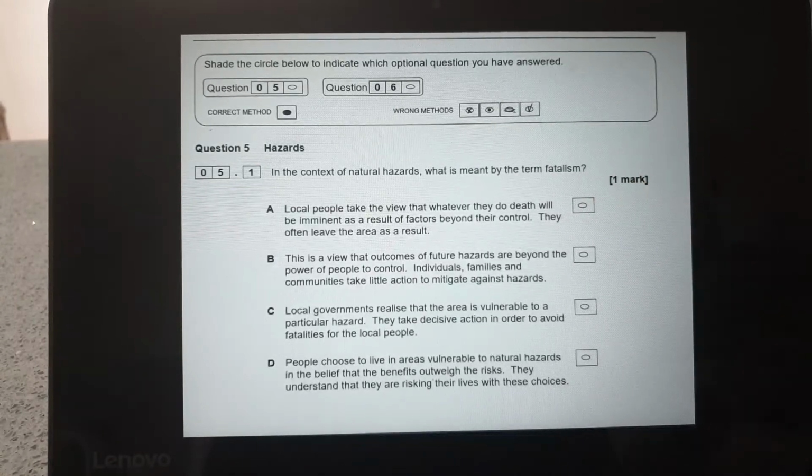As a view, the outcomes of future hazards are beyond the power of people to control. Individuals, families and communities take little action to mitigate against these hazards. Okay, that sounds logical. That could be a fatalist approach.